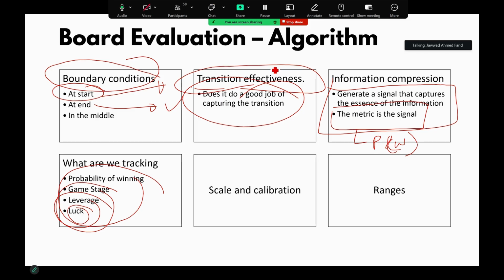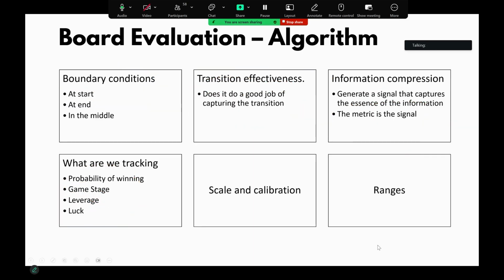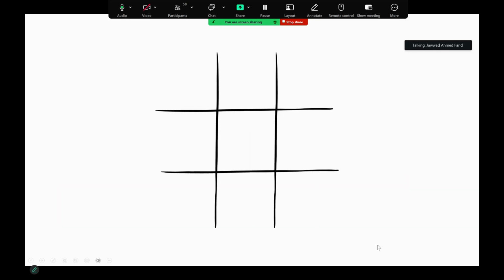Before the first move is played, before the tiles are drawn, before anything happens, at that point in time, what is the probability of winning and losing? So one way of doing this is to play tic-tac-toe, right? So tic-tac-toe, that's my first move. Ab aap bataiye, what's the move that you'd like to play? Kya khelenge?